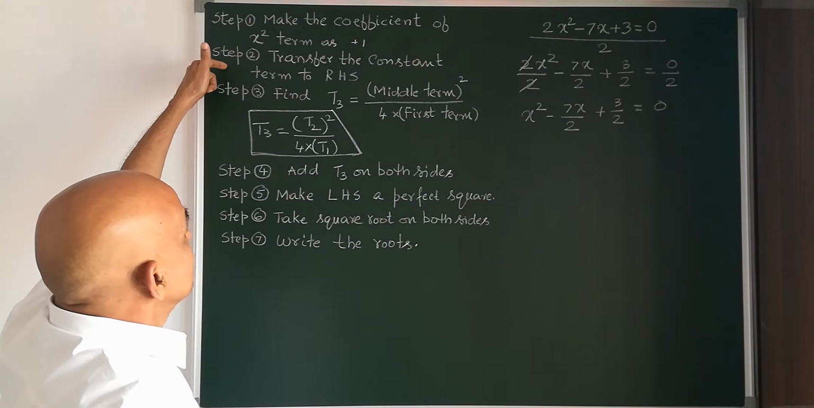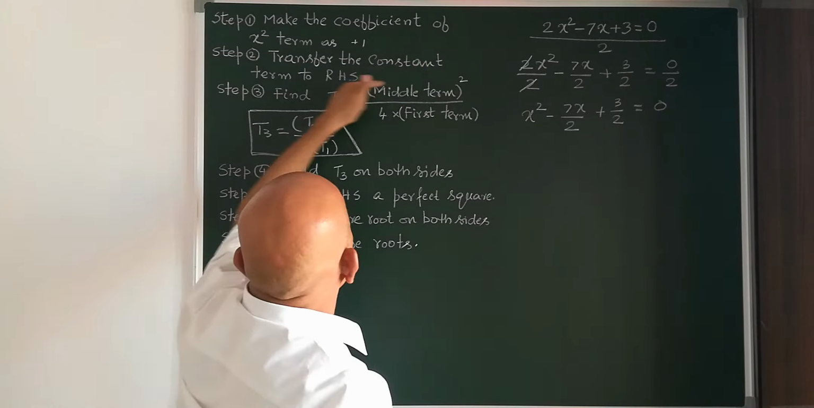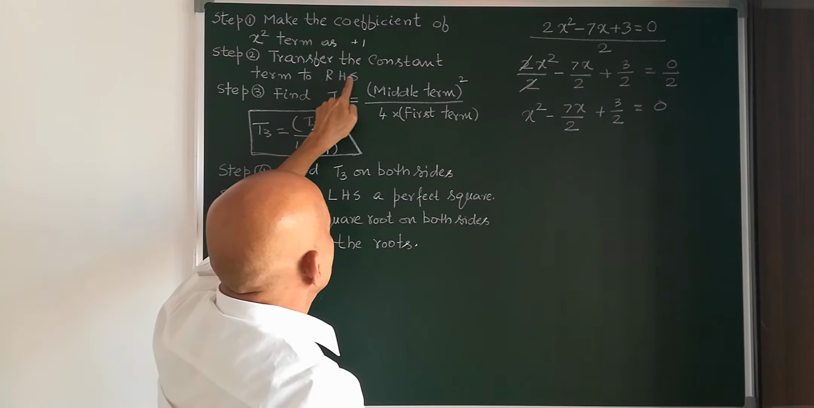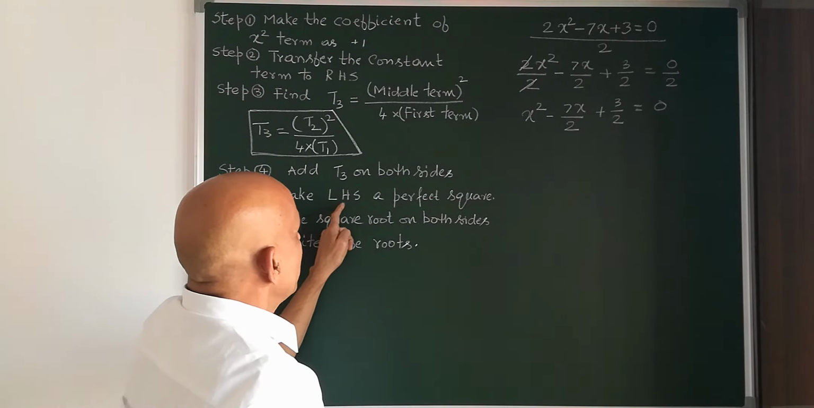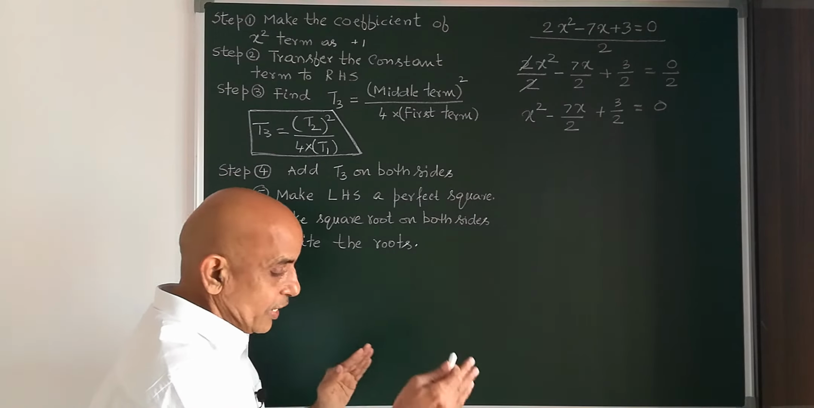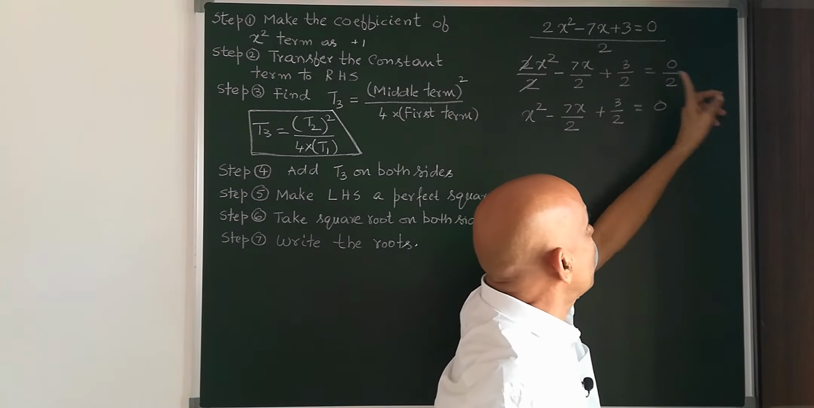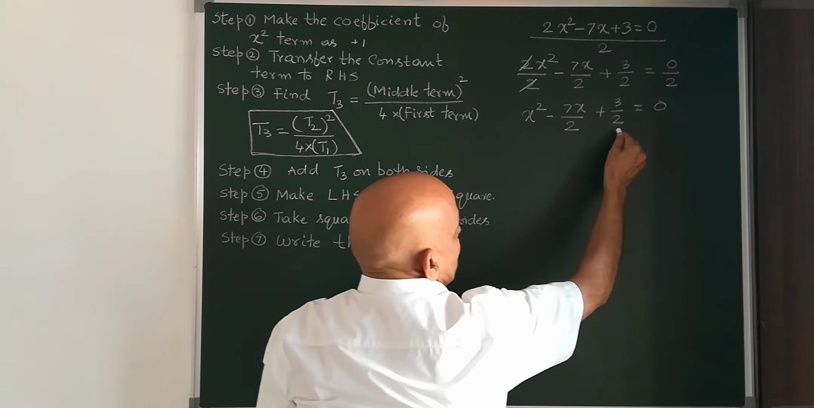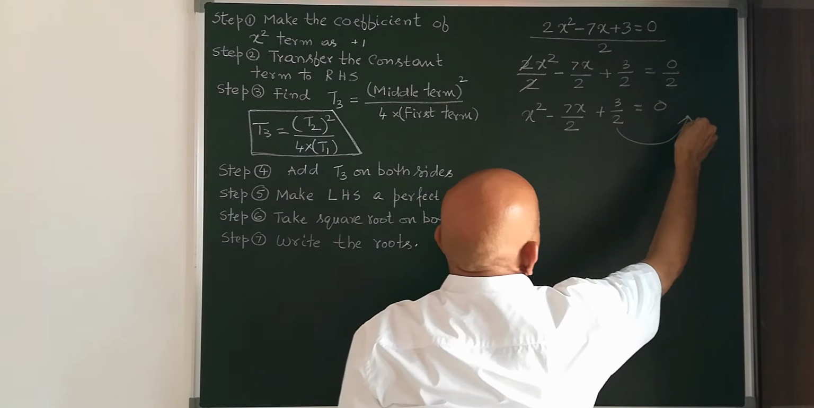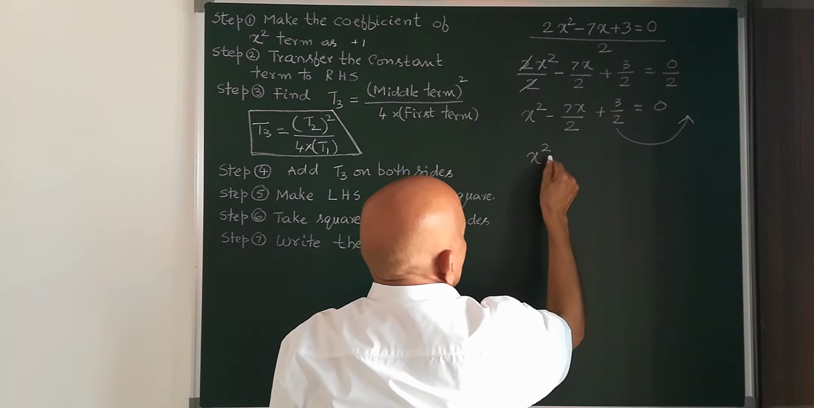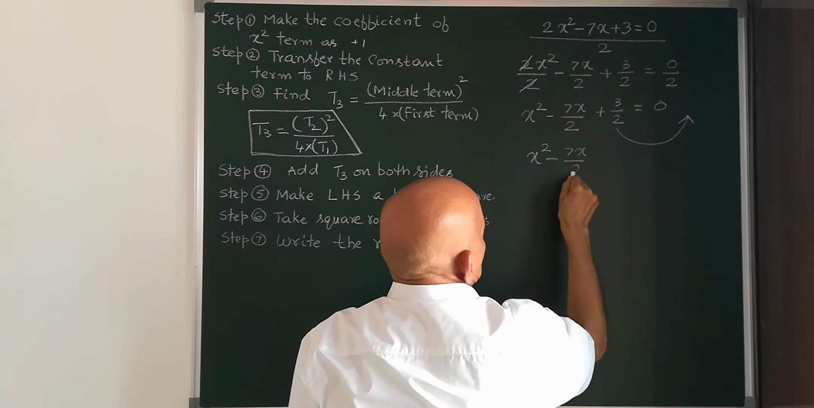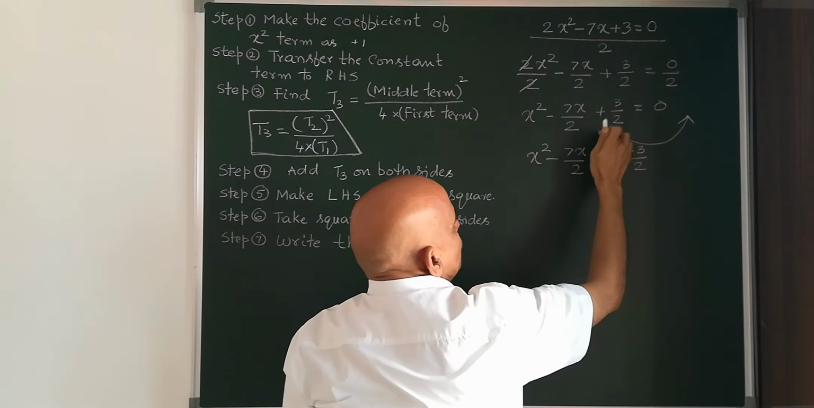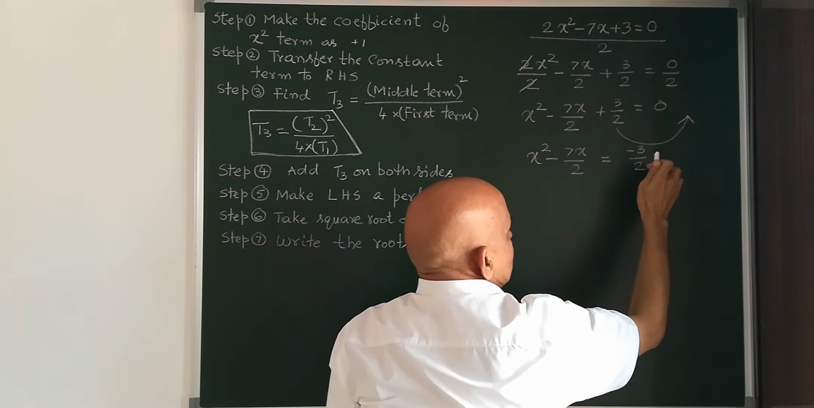Now what is the second step? Transfer the constant term to right hand side. RHS means right hand side. LHS means left hand side. What is this right hand side, left hand side? Right hand side of the equality symbol. Left hand side of the equality symbol. Now we are transferring this constant to right hand side. Then this becomes x square minus 7x by 2 is equal to minus 3 by 2. Here we have plus 3 by 2. When you transfer to that side, it becomes minus 3 by 2.